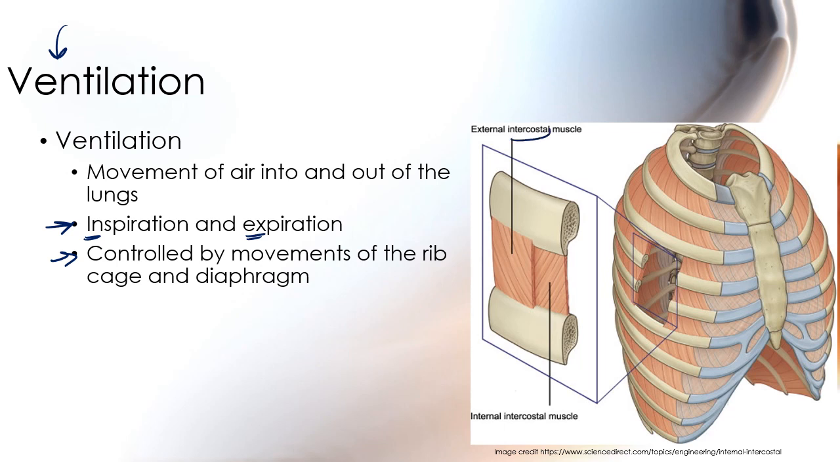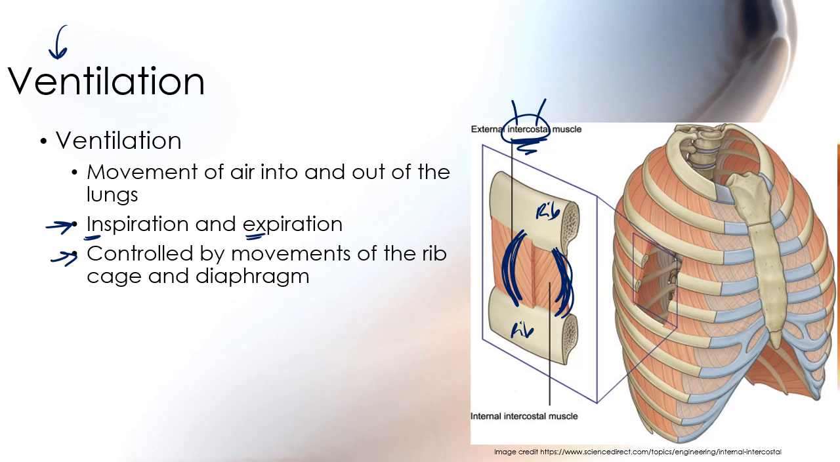We've got intercostal muscles, meaning between the ribs. So intercostal, between the ribs. So here's a rib, here's a rib. We've got these muscles between the ribs. We've got two layers, actually more than two layers, but we're just going to talk about two big layers. We've got the external intercostal muscles and then the internal intercostal muscles.